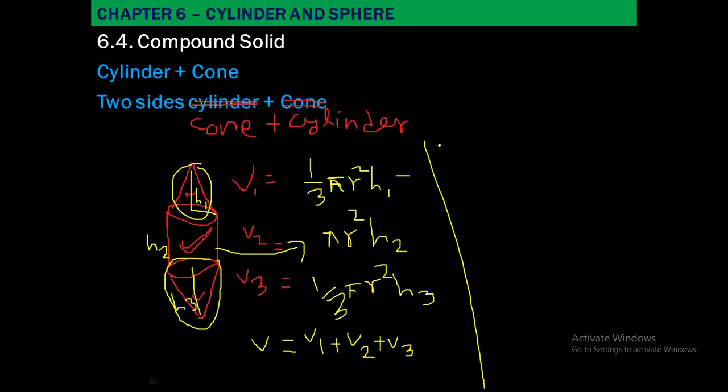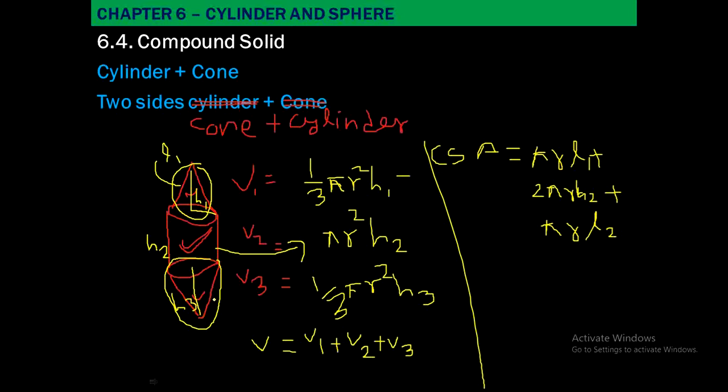And CSA. CSA, that is curved surface area of the two cones plus one cylinder, that is pi r L1 plus curved surface area of cylinder, that is 2 pi r S2, plus pi r L2. Suppose this part is L1 and this is L2.